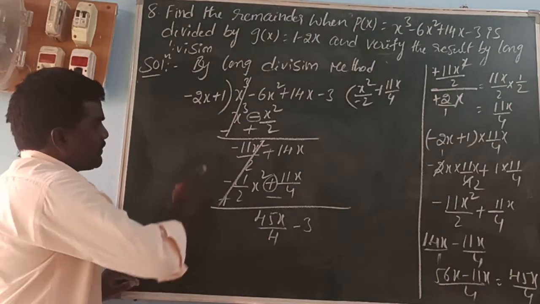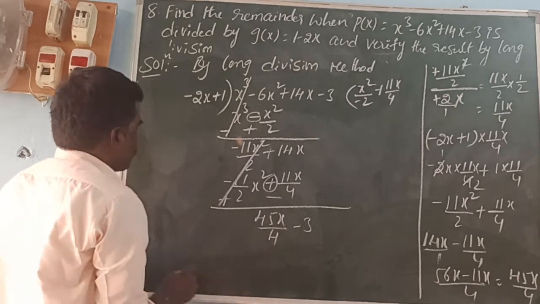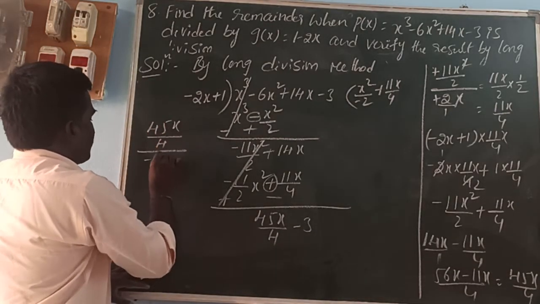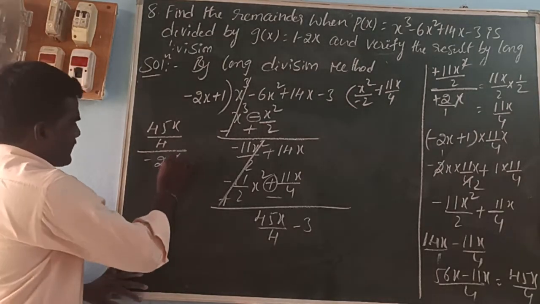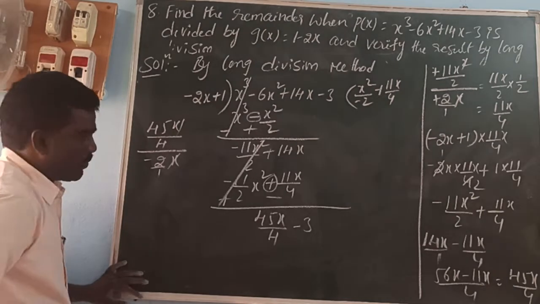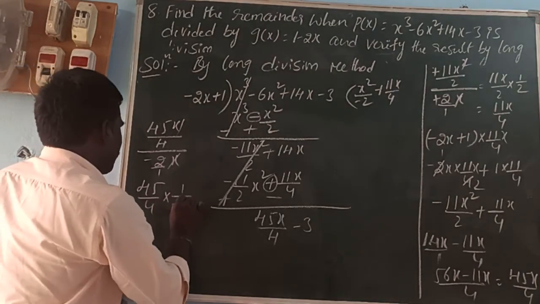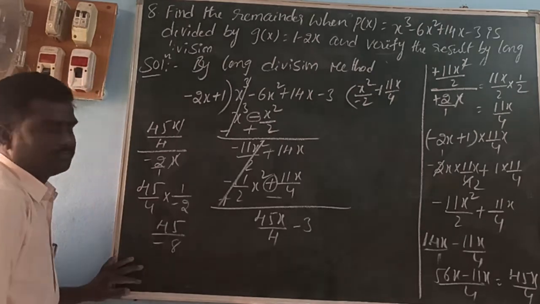Minus 2x. So minus 2x is multiplied with which term? We can get 45x by 4. So that is the first term of the dividend divided by the first term of the divisor, that is minus 2x. Here x cancels, 2 we can write as by 1. That is 45 by 4 into minus 1 by 2. That is 45 by 4 times 2, minus 8.